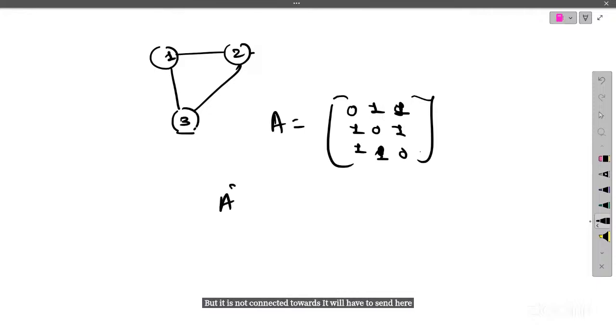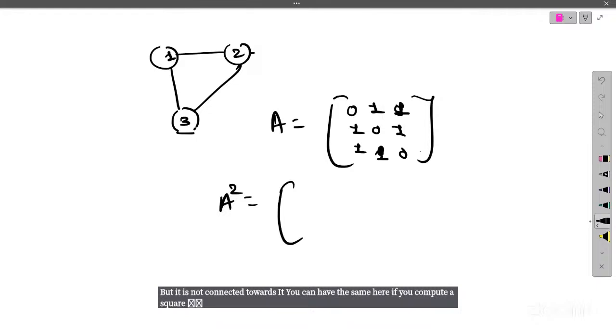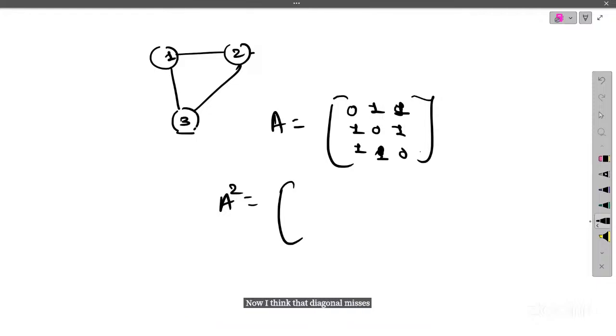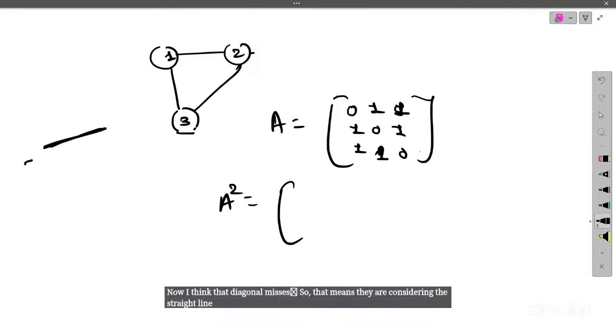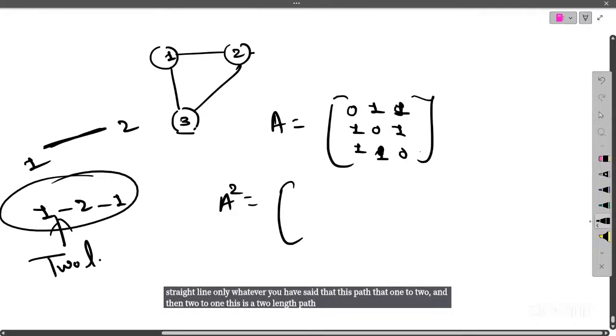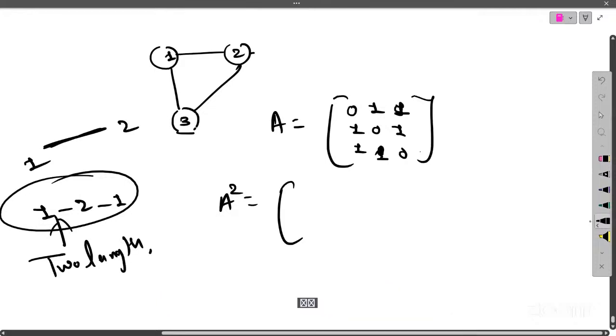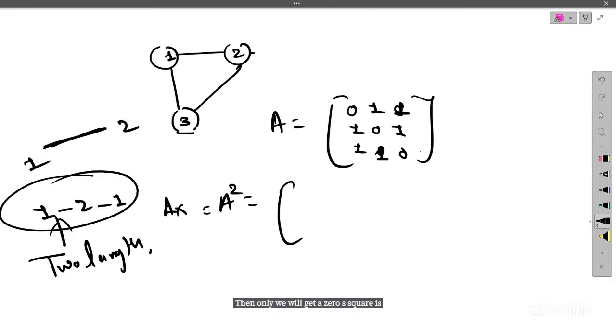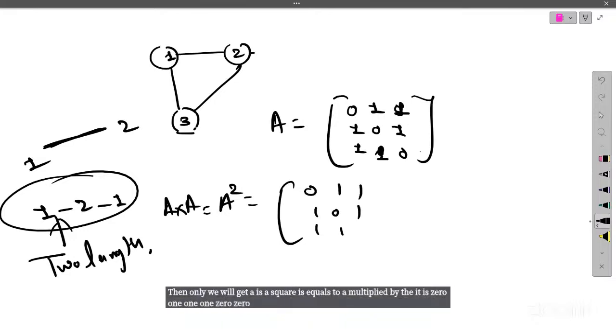Here, if we compute A square, now I think that diagonal makes sense. So that means they are considering the straight line only, whatever you guys said, that this path, 1 to 2 and then 2 to 1. This is a 2-length path. Then only we will get A square equals A multiplied by A: 0, 1, 1, 1, 0, 1, 1, 1, 0.